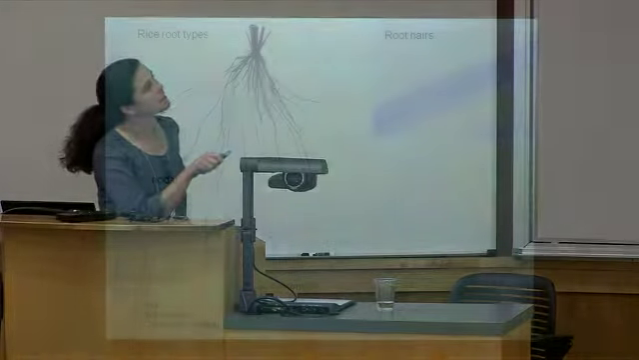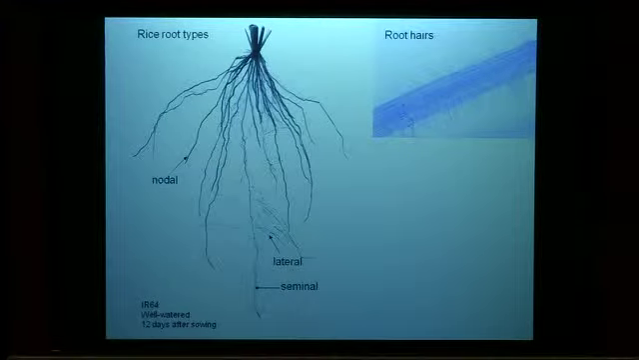And even though these lateral roots look really fine in diameter, they're actually not called root hairs. You can't see any root hairs in this image. But if you take one nodal root and magnify it, then you can see root hairs. Basically root hairs are single-celled, and they're very small diameter. Usually you need to use a microscope to see them.